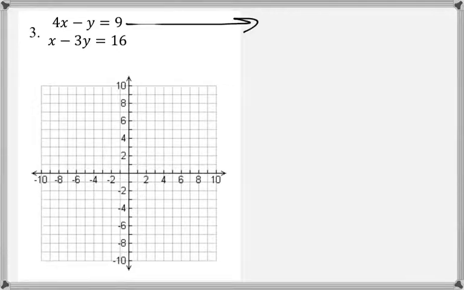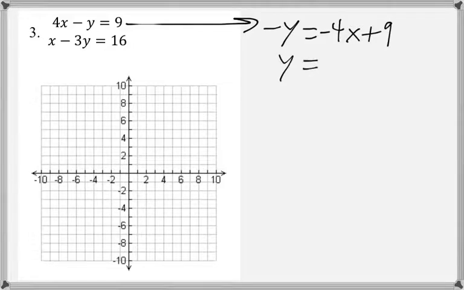So this is going to be a negative y is equal to negative 4x plus 9. And then if I divide both sides by negative 1, this will be y equals 4x minus 9.